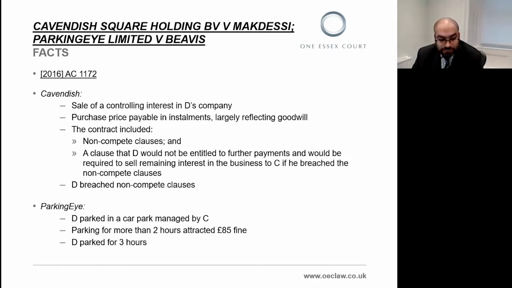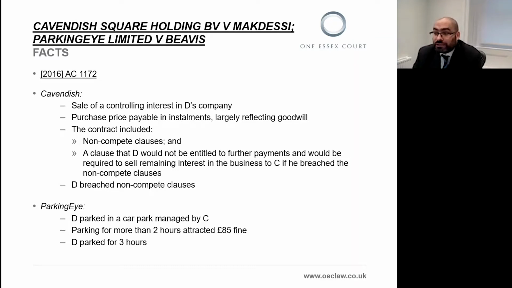Cavendish was a case involving two very experienced commercial parties. They had reached an agreement for the sale of a controlling interest in the defendant's company, and that agreement had followed detailed commercial negotiations in which both sides were represented by top commercial lawyers. And the claimant had agreed to pay a purchase price of up to 147 million US dollars, payable in instalments, and a large portion of that sum reflected the goodwill in the business.